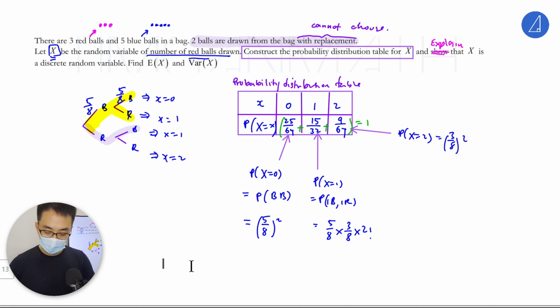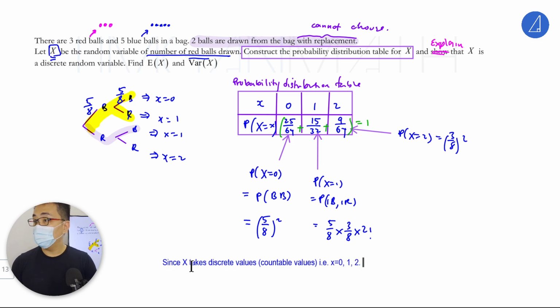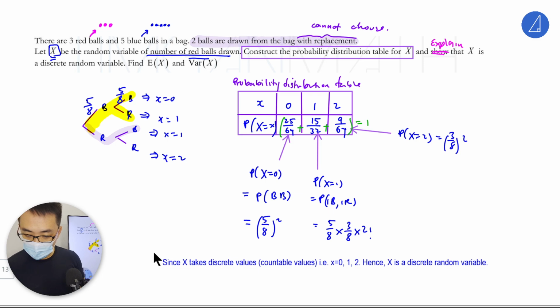Since X takes a discrete value, say a countable value, X equals 0, 1, 2, then you can just write: thus, hence, X is a discrete random variable. Okay, so that's one.